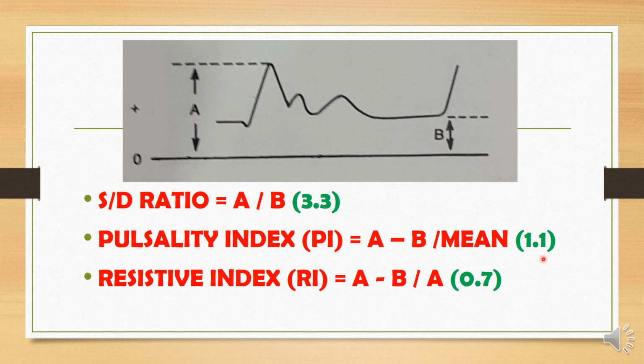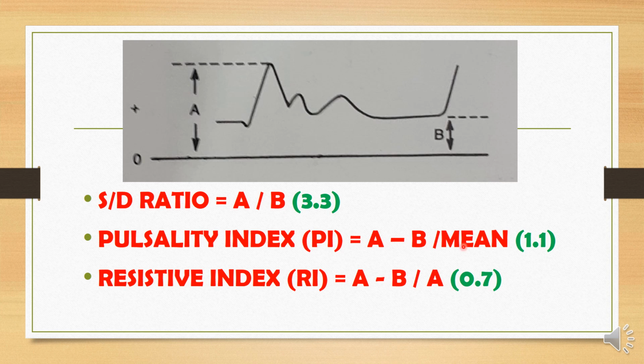So there are three cutoffs, whether you are doing a renal study or a fetal study. In both cases, for the SD ratio the cutoff is 3.3, for PI the cutoff is 1.1, and for RI the cutoff is 0.7. Just remember this one. And in renal Doppler, we preferably use the resistive index, where 0.7 is the cutoff. If it's more than 0.7, that's a high resistance flow, and if it's less than 0.7, that's a normal one.